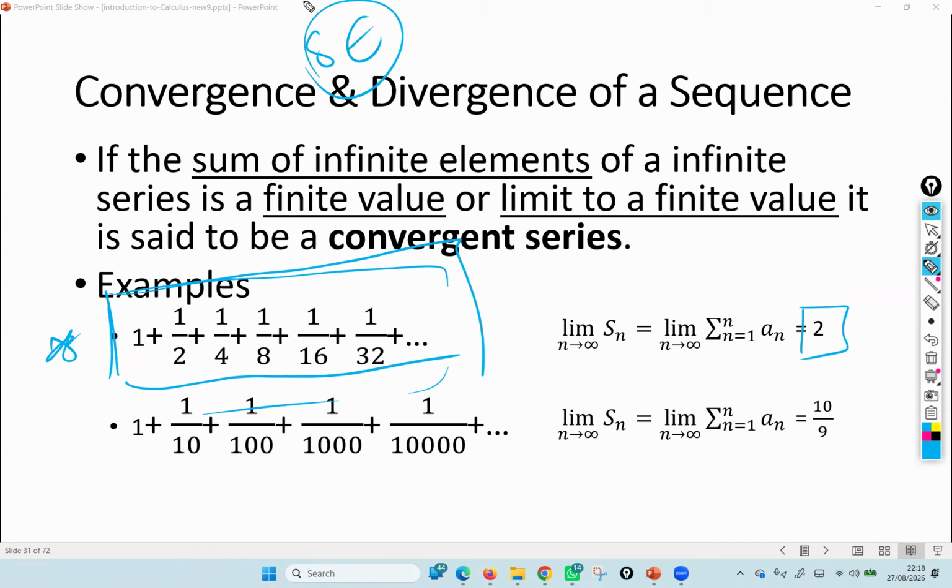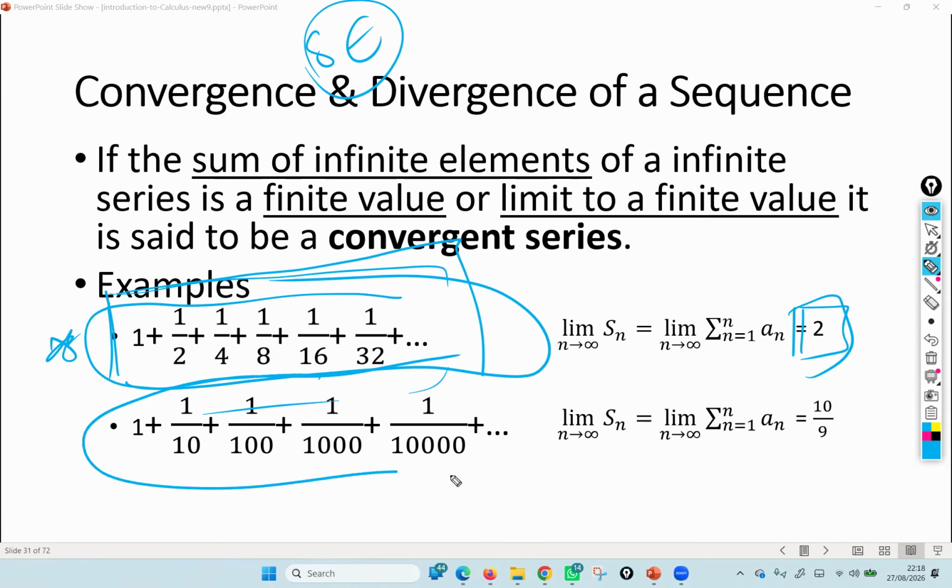So using those concepts we can prove that this limit is 2. It's getting closer and closer to 2 but does not go beyond 2. So this is a convergence series. This is another convergence series. There are so many such convergence series. That means your infinite sum is getting closer to a number, but does not go beyond that.